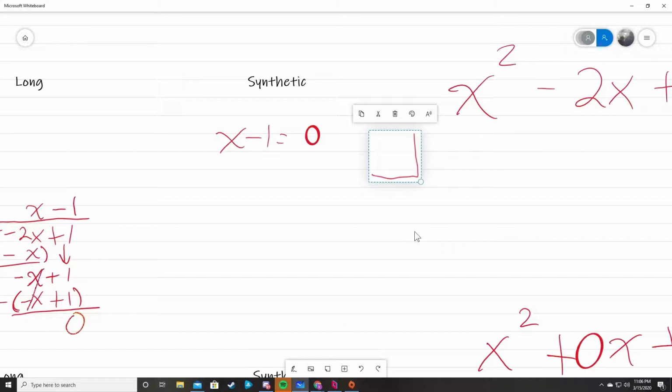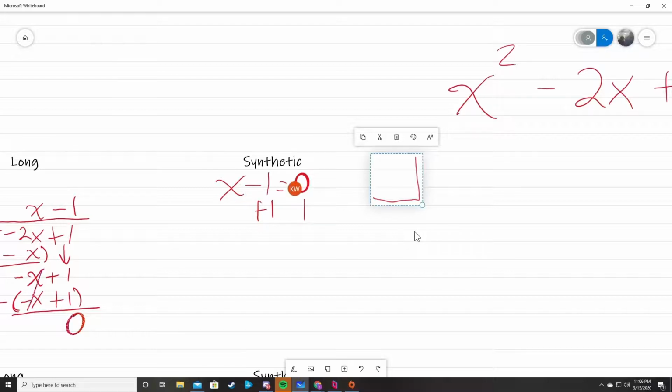To find the 0 of our divisor, what we have to do is set our divisor equal to 0 and solve for it. So x minus 1 equals 0. The opposite of subtracting 1 is adding 1. So let's go and do that. We got to add 1 to both sides.